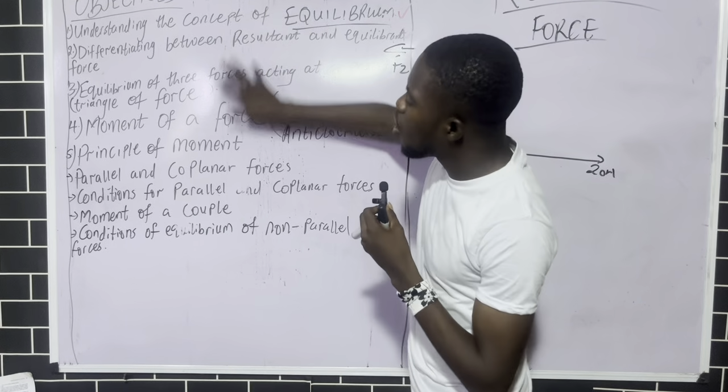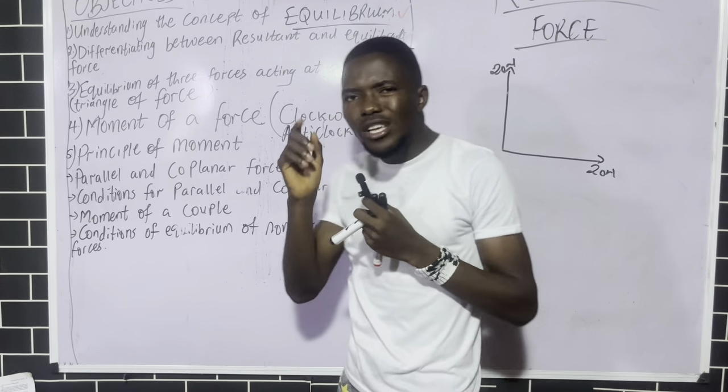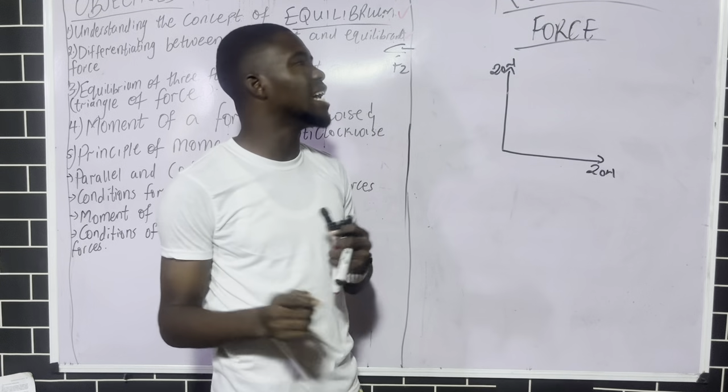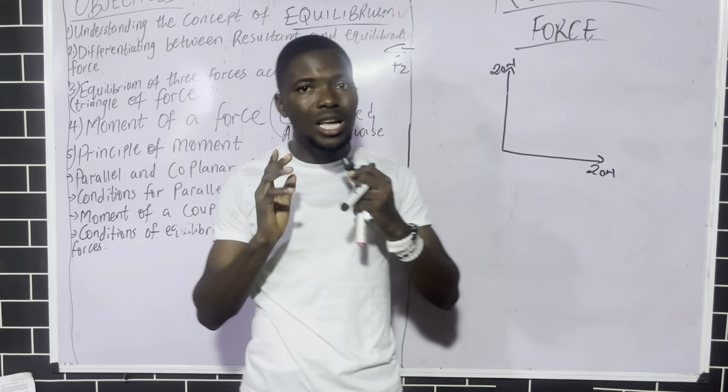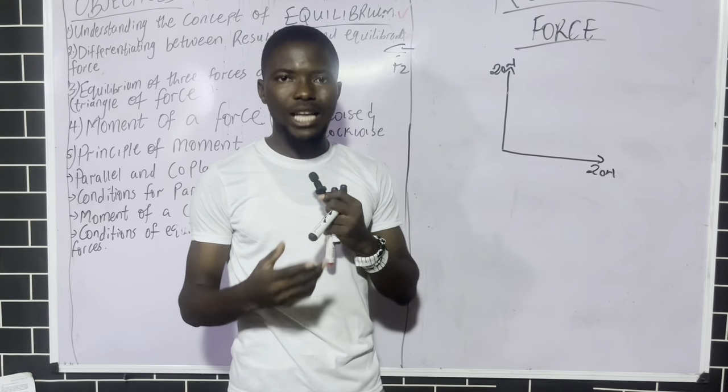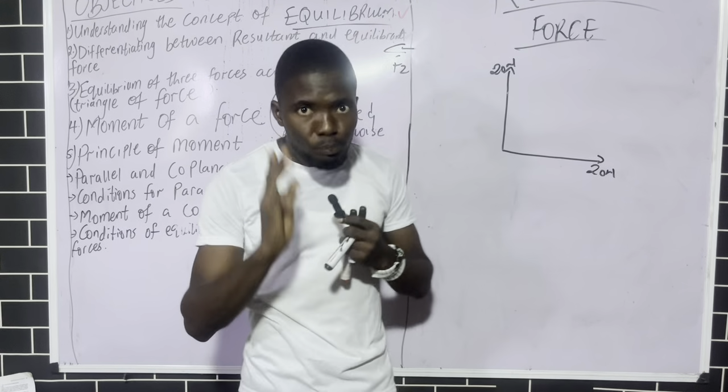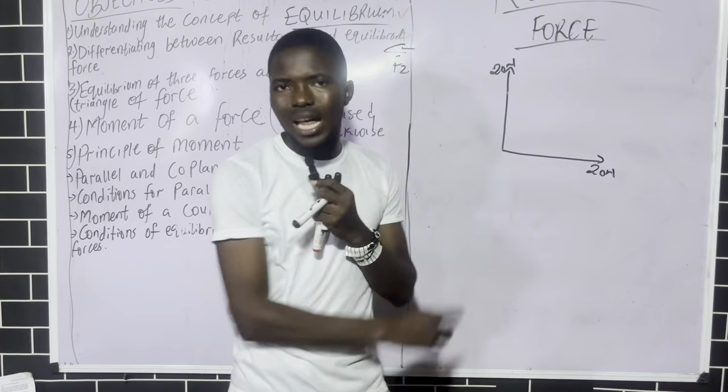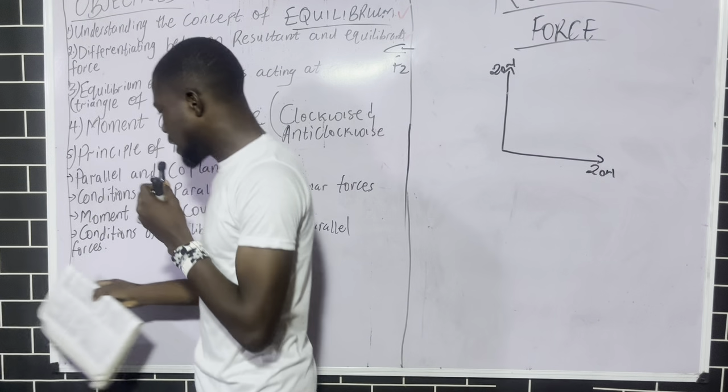If you want to use the principle of any of these, always know the question will explicitly tell you that this body is in equilibrium. Unless the question tells you that, don't bother assuming it. Don't assume. Treat it as though the question told you. So let's look at this particular question from this past question. Now look at what the question says.